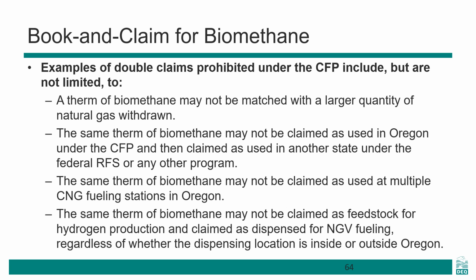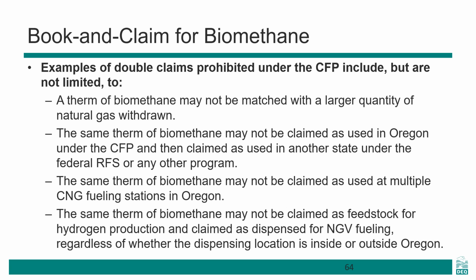Examples of double claims prohibited under the Clean Fuels Program include, but are not limited to, a therm of biomethane may not be matched with a larger quantity of natural gas withdrawn. In those cases, they can only report the amount of renewable natural gas they actually have rights to, and then any larger amount must be reported as fossil natural gas. The same therm of biomethane may not be claimed as used in Oregon under the CFP and then claimed as being used elsewhere under the federal RFS or any other program.